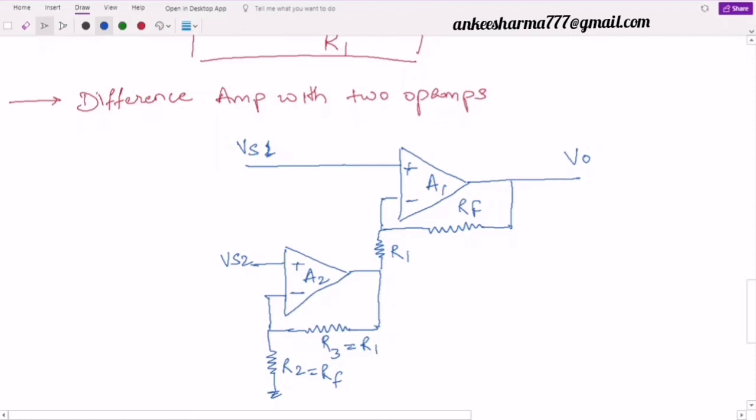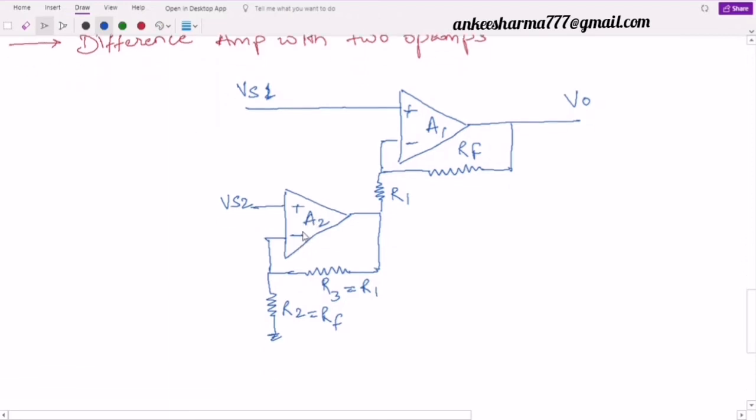Now, how will I find the output? Definitely, when we have more than one input, we make use of superposition. So I will just divide my circuit. Look here. I will take this first operational amplifier, A1. This is first and this is second. I will take this first operational amplifier and assume the output voltage over here. Let this output voltage be V01.